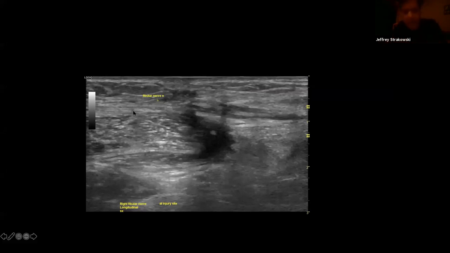Okay, so this is a long axis view of the fibular nerve. Siri was telling us what the gastrocnemius was. But here's the fibular nerve, and so our assignment here now is to determine: is this nerve actually in continuity? Are these fibers intact, or is this something that really needs a repair right away?